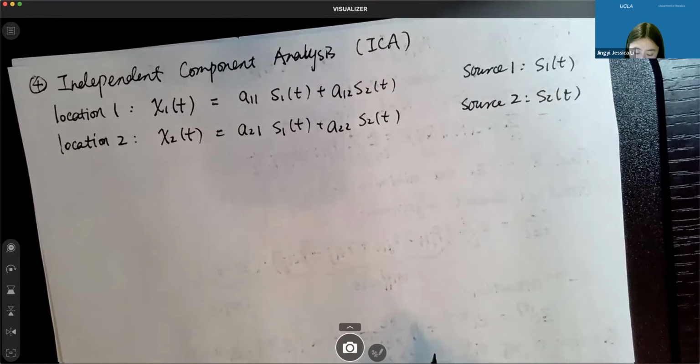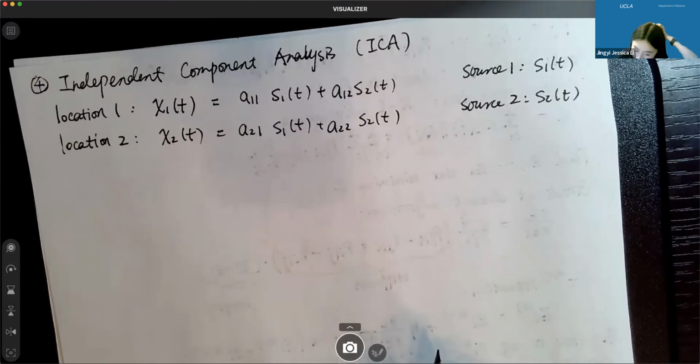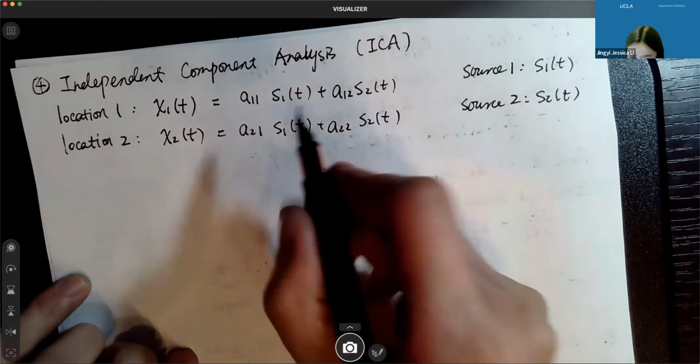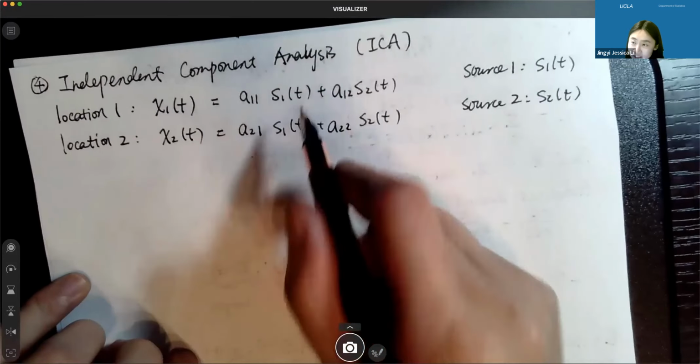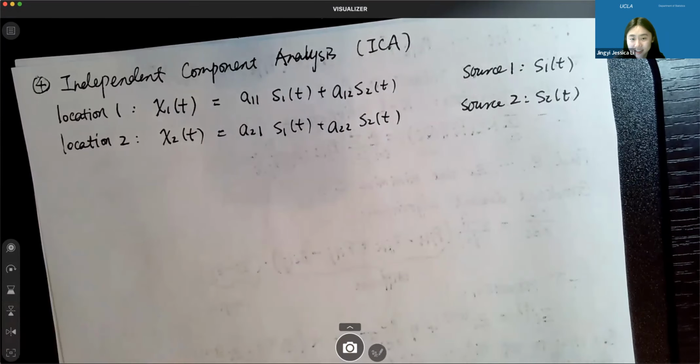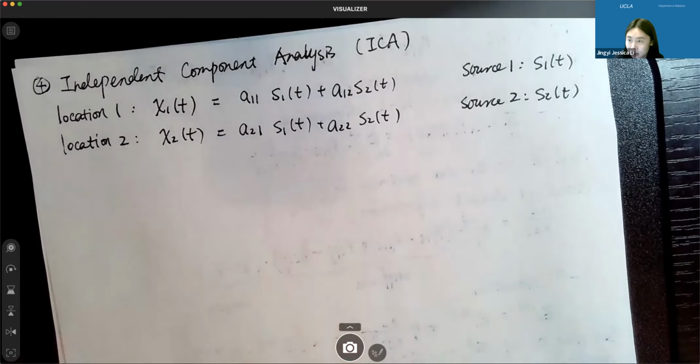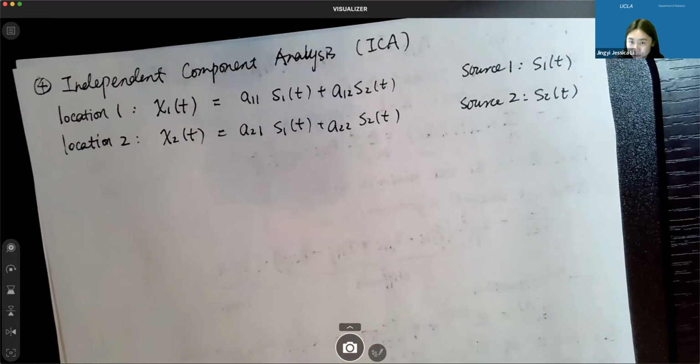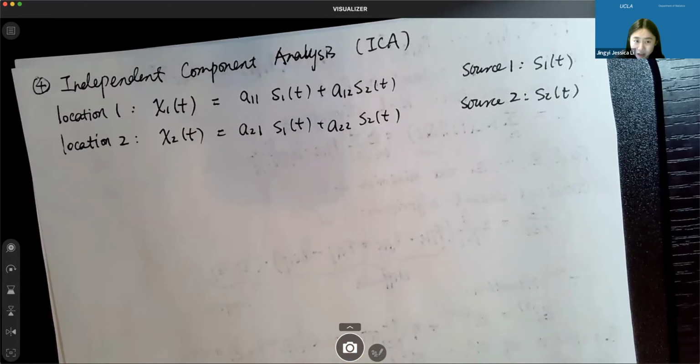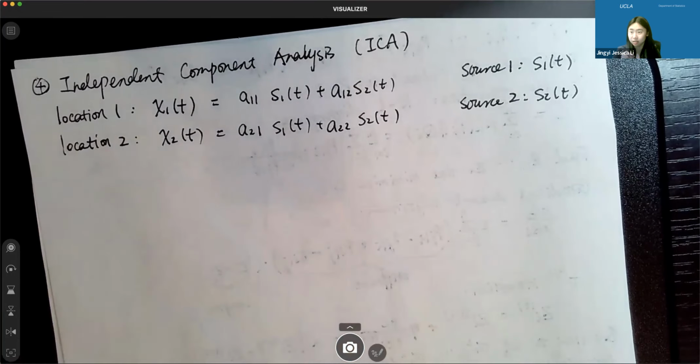Okay, so here the challenge is that we don't know the coefficients. Otherwise, if you know the coefficients, you can just solve the linear equation system, problem solved, right? You don't know the coefficients and you don't know S1t and S2t. So that's your target. You want to infer S1t, S2t. What you have only is X1t and X2t, right? That's challenging. How do we solve this problem?